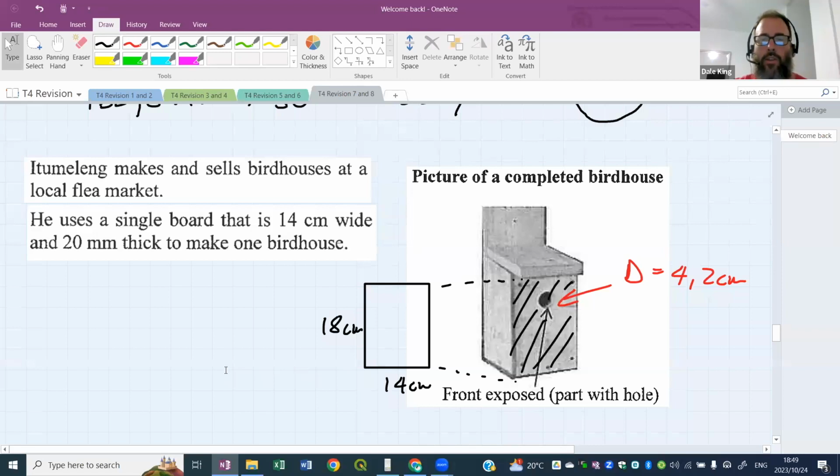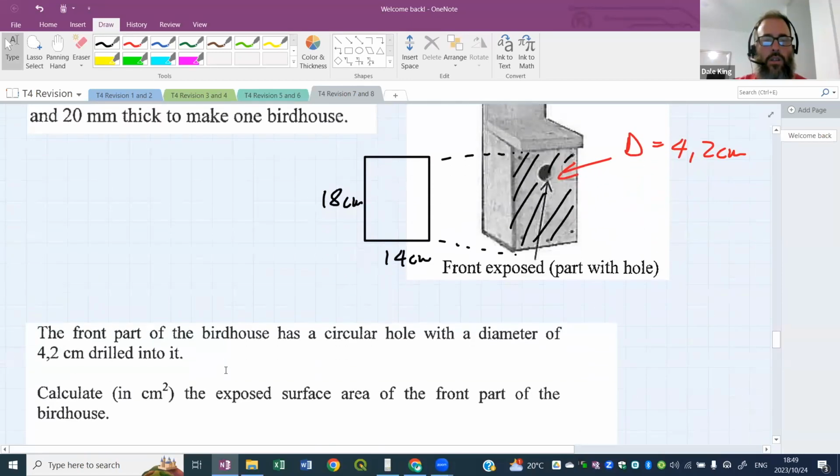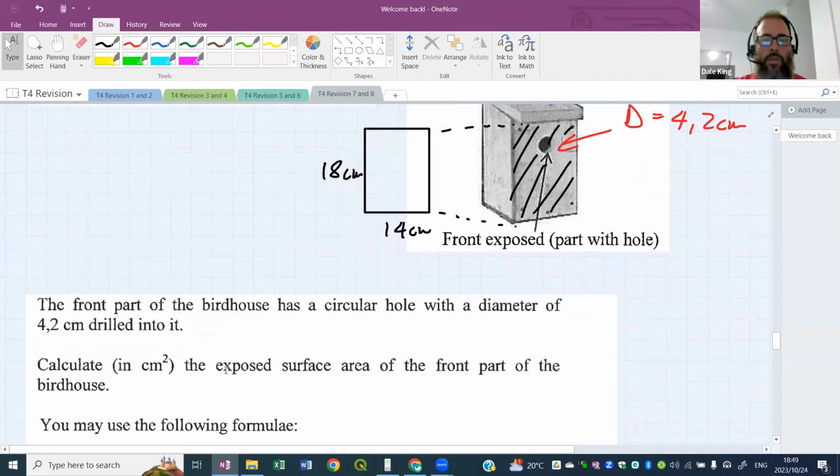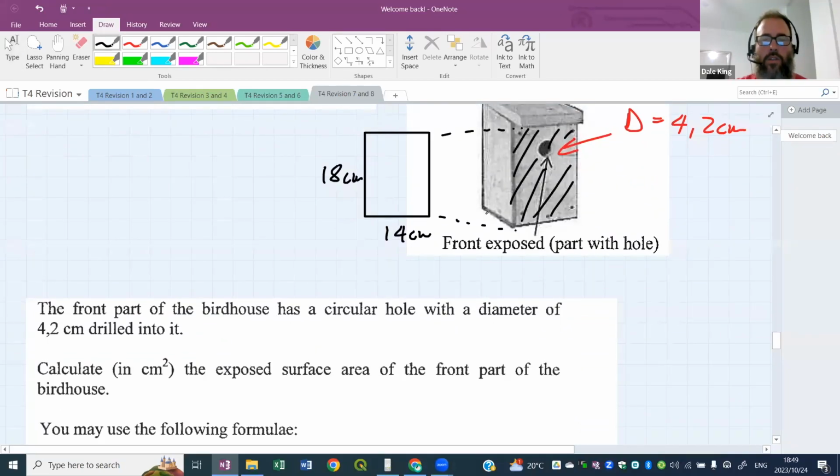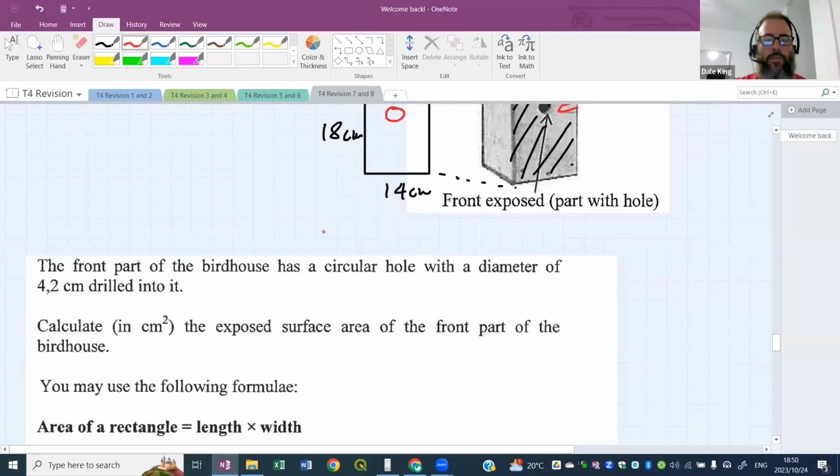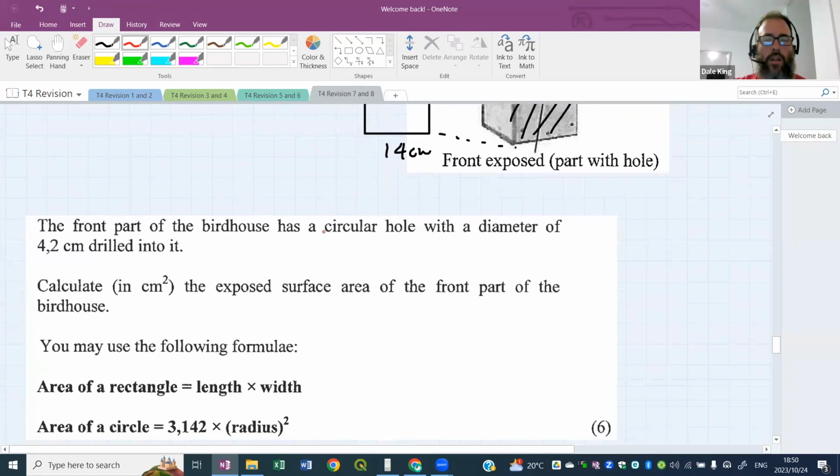Don't worry about thickness. So the question is, calculate in centimeters squared the surface area of that front panel, that part of the birdhouse. Just remember that there is a hole in it. You may use the formula for the area of a rectangle and the area of a circle.